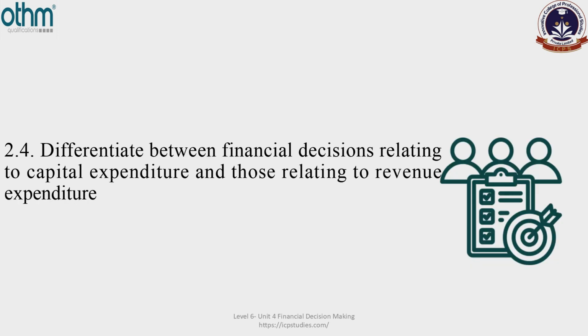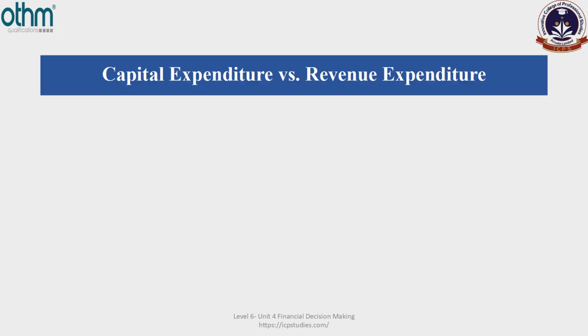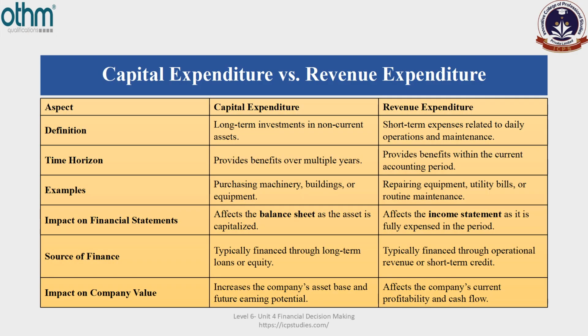Now we have the fourth assessment criteria in which we differentiate between financial decisions relating to capital expenditure and those relating to revenue expenditure. In this slide, we will explain the difference between capital expenditure versus revenue expenditure. So, what is capital expenditure? It is a long-term investment in non-current assets, and revenue expenditure is a short-term expense related to daily operations.